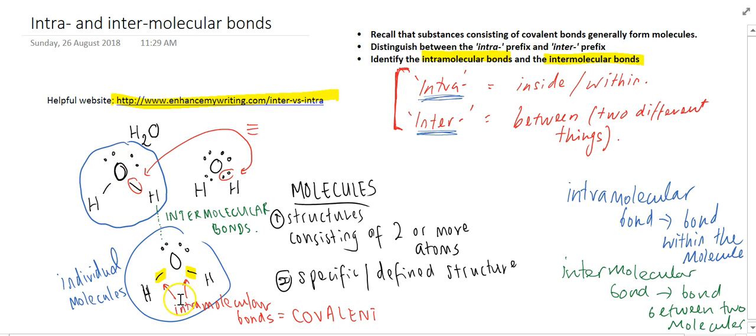So we've identified the intramolecular bonds in a molecule, and we've also identified an intermolecular bond. So hopefully from this video you can recall how substances consisting of covalent bonds generally form molecules, that is, distinct structures consisting of 2 or more atoms. They're defined in their structure, so there's a very particular way that the atoms are arranged, and you can distinguish between the intra prefix and the inter prefix, and also identify the intramolecular bonds and intermolecular bonds.